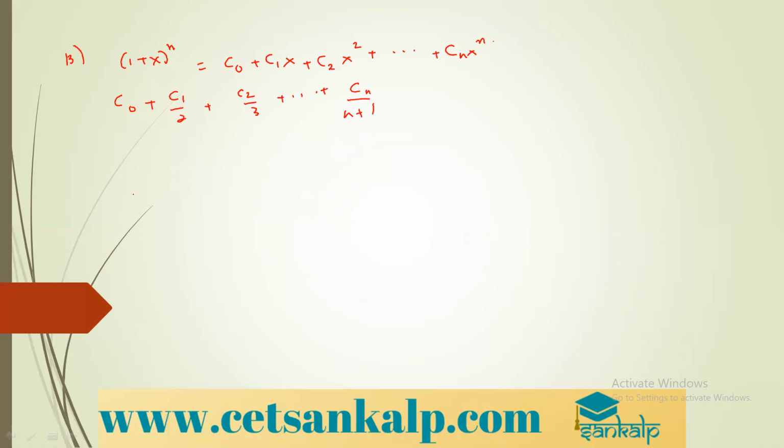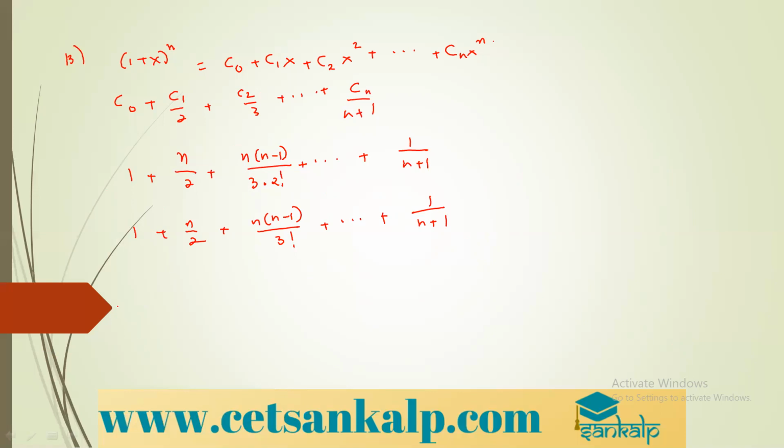So to find the value, we will simplify. C0 we will write 1. C1 we will write n by 2. C2 we will write n into n minus 1 by 2 factorial, but 3 is already there. Lastly, Cn I will write 1 by n plus 1. Now this I can modify and write 1 plus n by 2 plus n into n minus 1 by 3 factorial and so on, 1 by n plus 1.